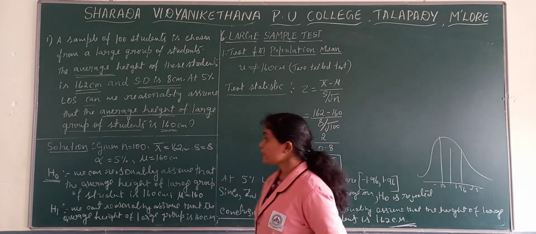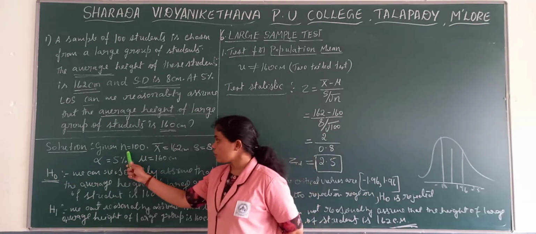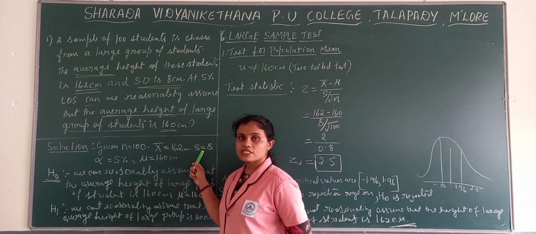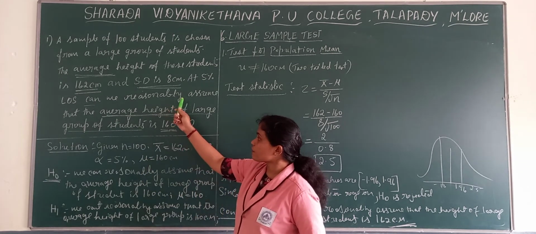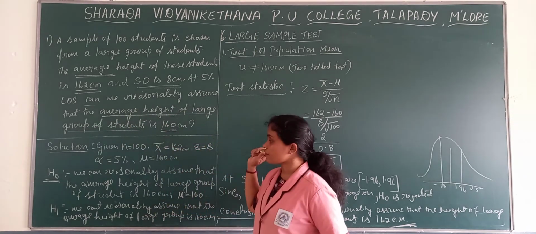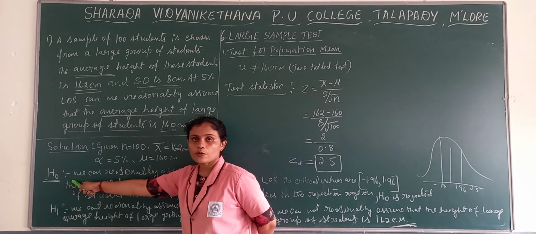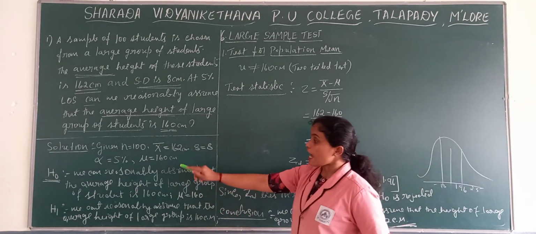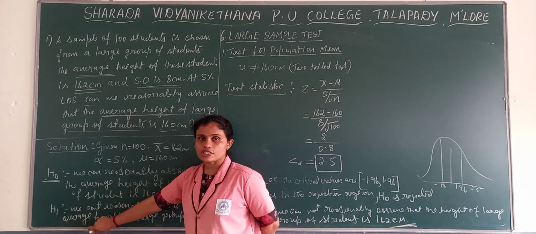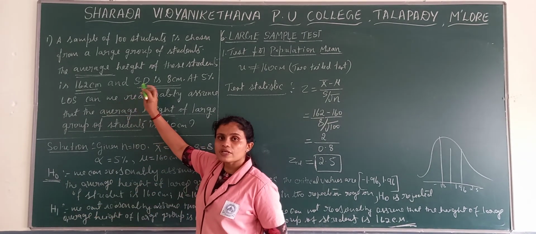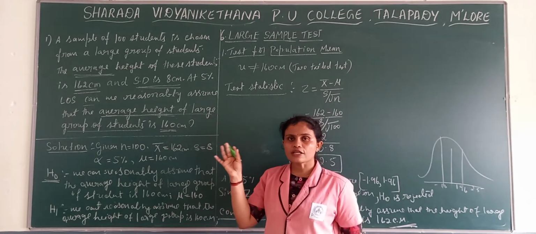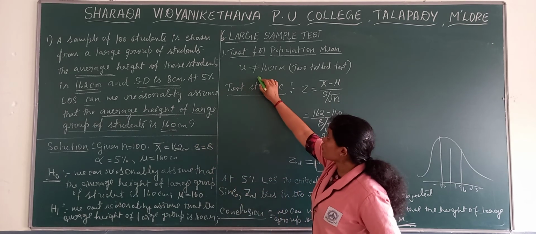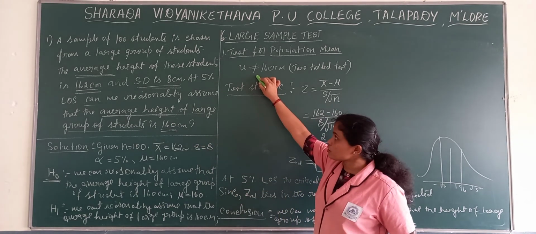So here, mainly you need to identify the terms: which is the sample mean, which is the population mean, and which is the sample standard deviation, whether the sample standard deviation or the population standard deviation is given. Then you need to frame, depending upon the problem, the null hypothesis as well as the alternative hypothesis. While framing them, check whether the problem says less than or more than. If it is not there, then it will always be mu not equal.